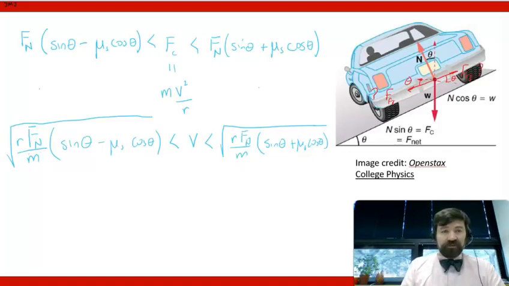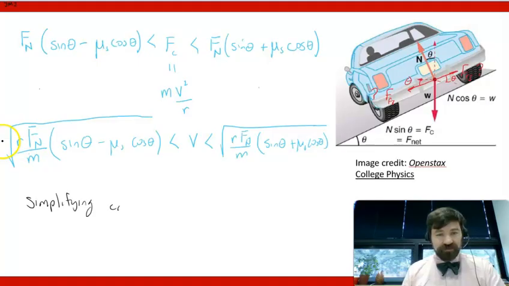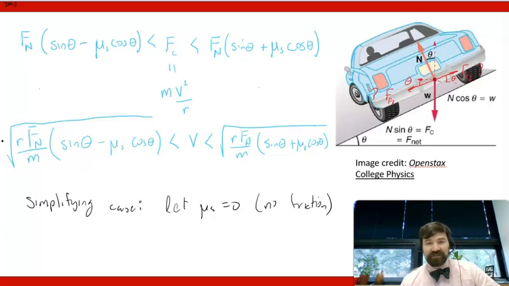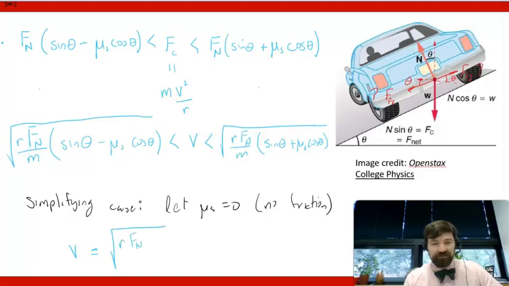Okay. What's the simplest case of this thing? So a simplifying case says let mu s equal 0, so no friction. So this is your banked curve without friction. If that's the case, then these less than signs disappear, and we simply get v is equal to the square root of r times the normal force divided by the mass times the sine of theta.